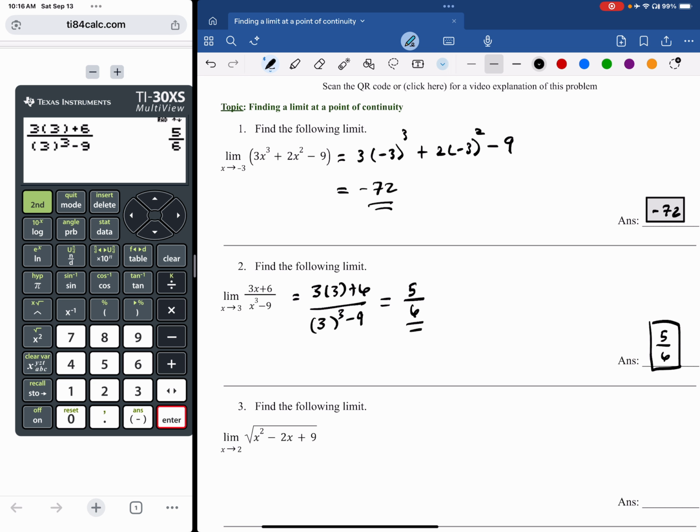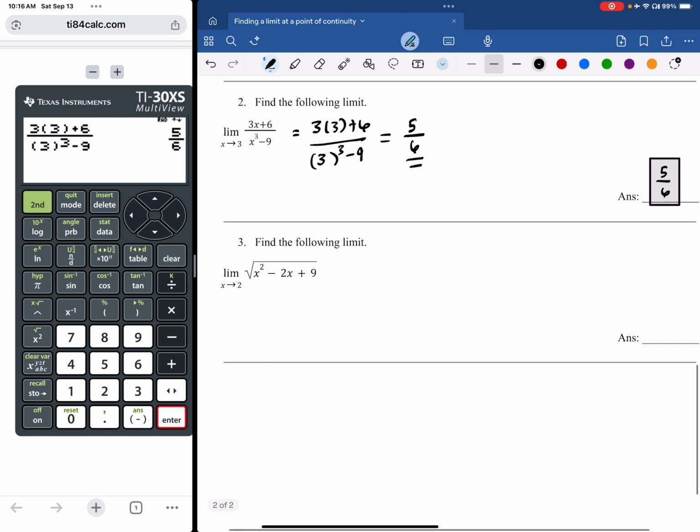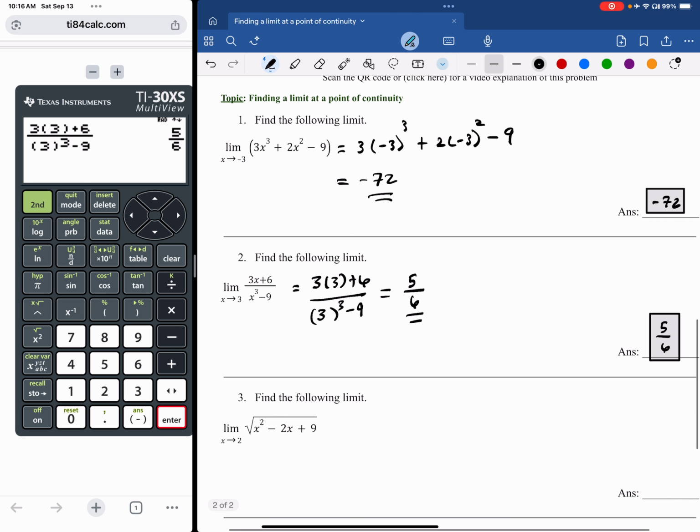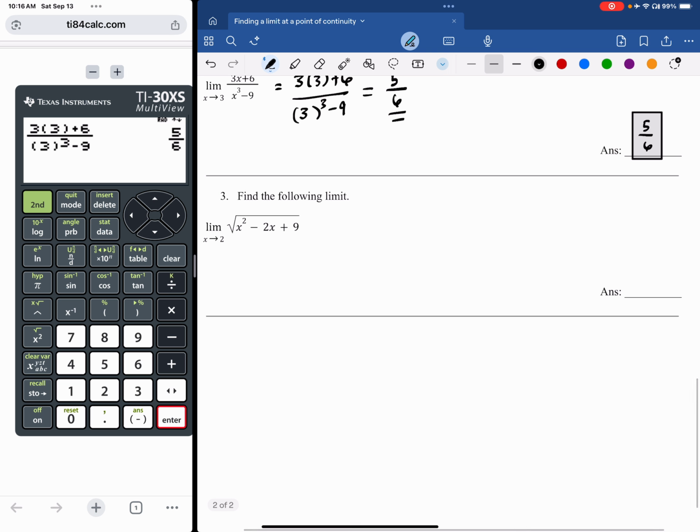Again, that means that 3 is in the domain of my function. I plugged it in and I got a value out. And using the limit laws, I know that because I got a number, that number is the answer. The third example here is an example of a radical function. So we know it worked with a polynomial, it worked with a rational, a fraction. It's also going to work with a radical or a square root as long as it's defined.